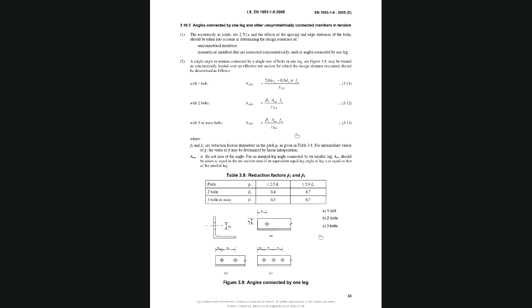Okay, so that's beta 2 and beta 3 as it's described here. And the net cross-section area is the net area of the angle. So what's E2? E2 is down here. E2 is the distance from the top of the section down to the center of the hole. So it's the distance perpendicular to the loading from the edge of the member to the center of the hole, whereas E1 is the distance from the end of the member to the center of the hole in the direction of loading. Okay, thank you.